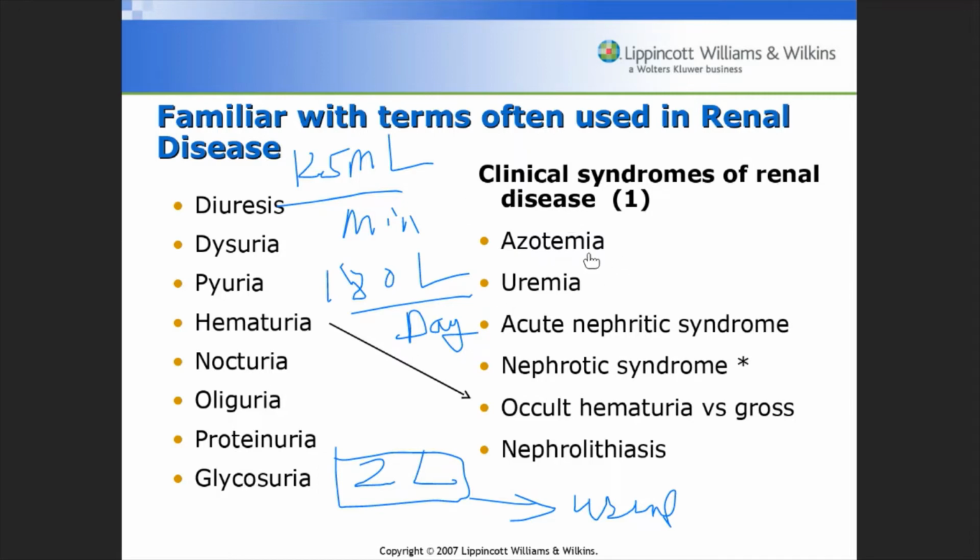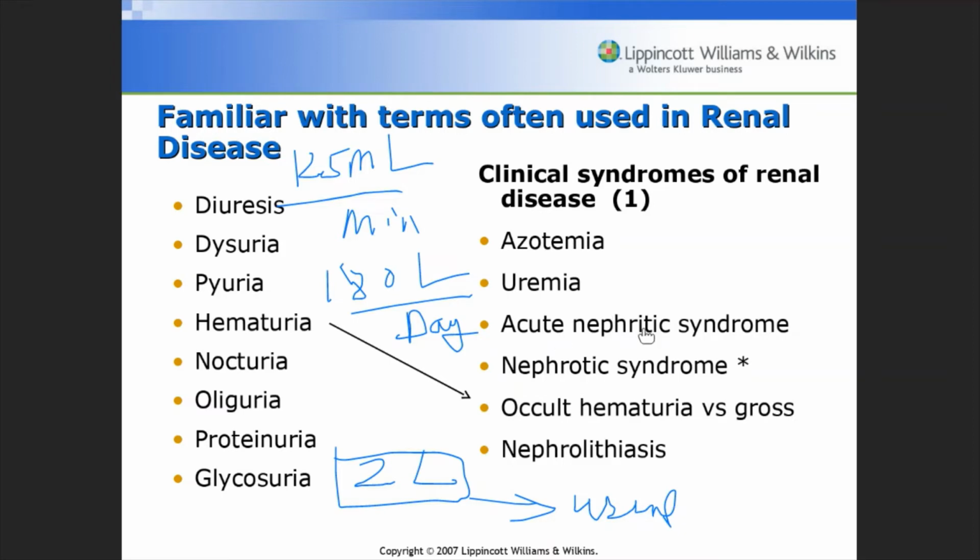Azotemia, I told you BUN level is high, no sign and symptom yet. Uremia, you will see sign and symptom. Acute nephritic syndrome is often seen in post-strep infection, for example.